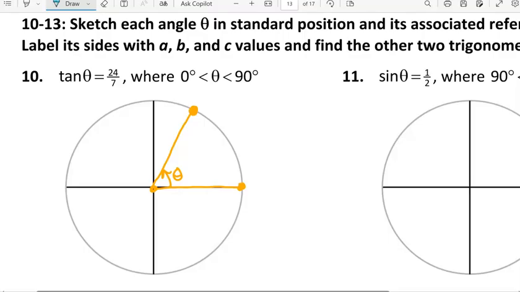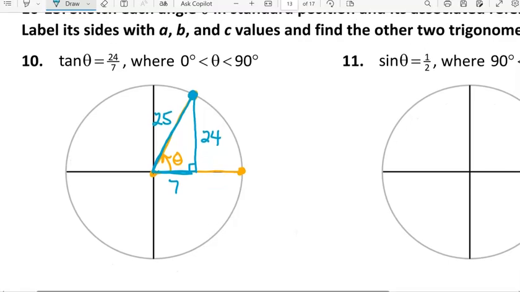And let's draw a reference triangle. The reference triangle has a hypotenuse that is the same as the terminal side. Drop from the endpoint of the terminal side to the nearest x-axis, and that forms a vertical side. The horizontal side is on the x-axis. So tangent of angle theta is 24/7. That is our ratio of opposite to adjacent. That's a 7, 24, 25 Pythagorean triple.